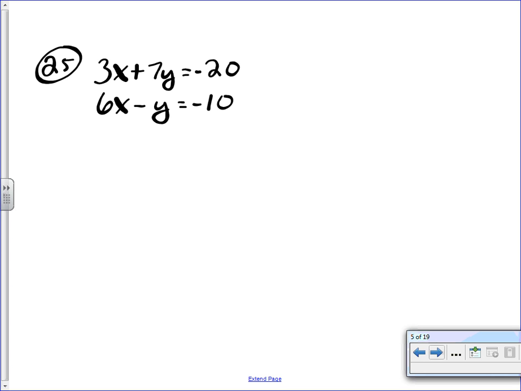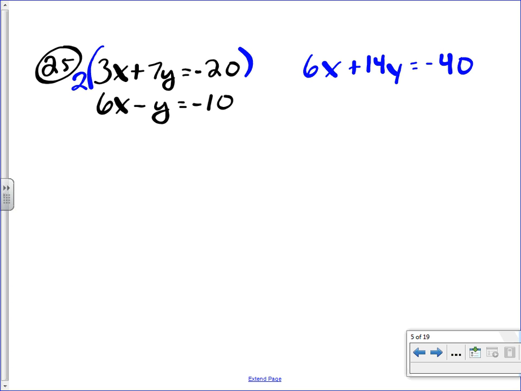Nothing's going to eliminate. So what I'm going to have to do first is take this top equation and multiply it with some number. Anybody know what number I'm going to multiply it with? 2. I'm going to take that top equation, multiply it with a 2. So 2 times 3x would be a 6x. 2 times 7y would be a 14y. And 2 times a negative 20, that's going to be a negative 40. So all I do is take the top equation, multiply it with 2. Second equation, I'm going to leave it just like it is.